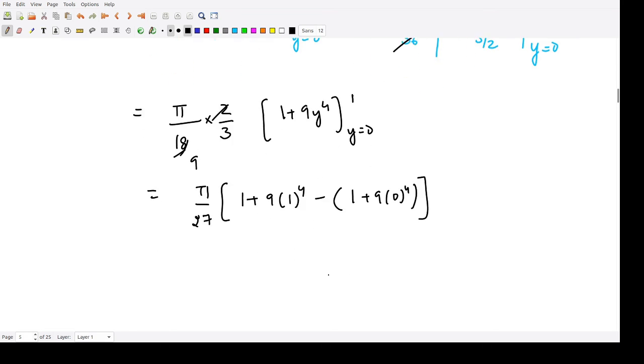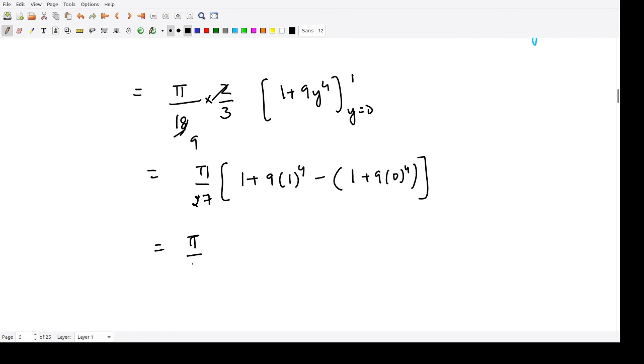So you can very easily solve it. It would be pi divided by 27, 1 plus 9 minus 1. So this 1 and 1 cancel. So we have the answer as pi divided by 3. So this is the final answer.